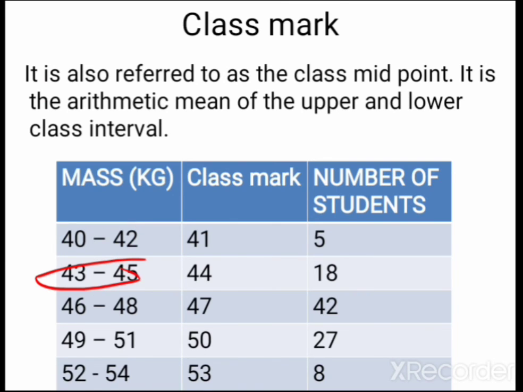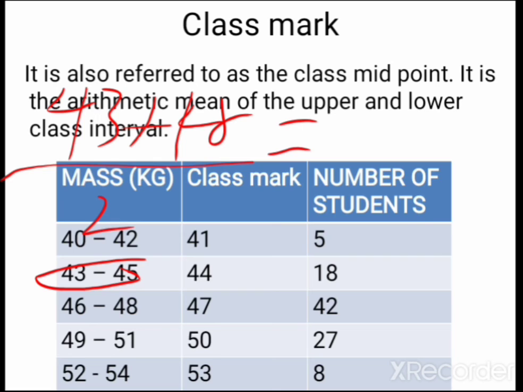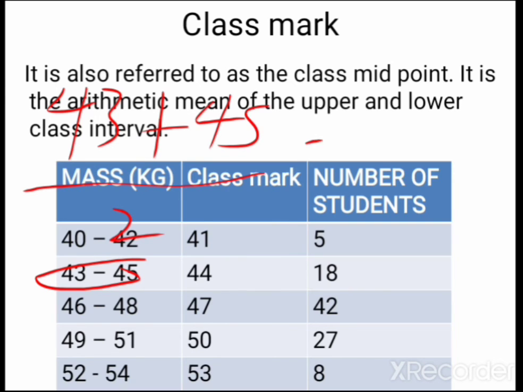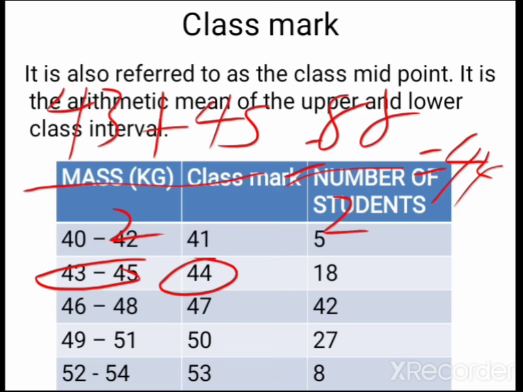This is the second class. 43 plus 45 all over 2. That's the arithmetic mean of that class. Okay, sorry. 43 plus 45 all over 2 is equals to 88 over 2. 88 divided by 2 is equals to 44, which is the same thing as 44 here. So the class mark is the arithmetic mean of a particular class.